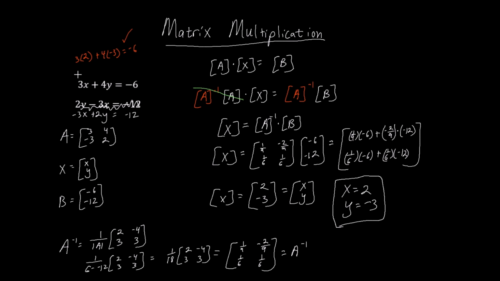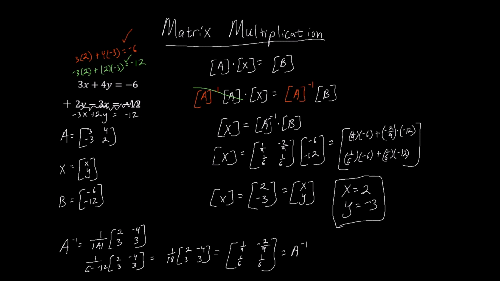Remember, when you're solving a system of equations, you're ultimately looking for what values make this statement true. So if we can prove that these numbers make the first and the second statement true, then we can guarantee that we have the correct answer here. So plus 2 times negative 3, and that should equal negative 12. Negative 6 plus negative 6 does equal negative 12, so we are on the right track.